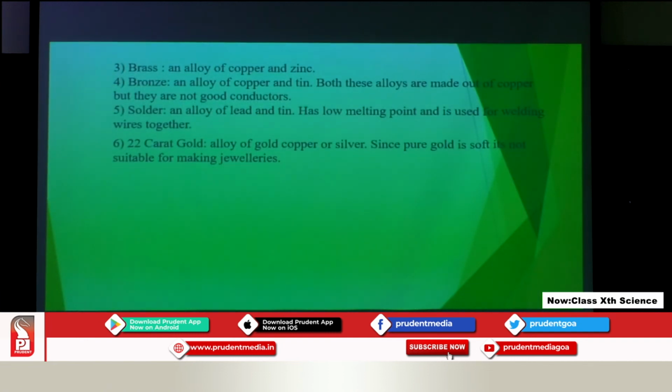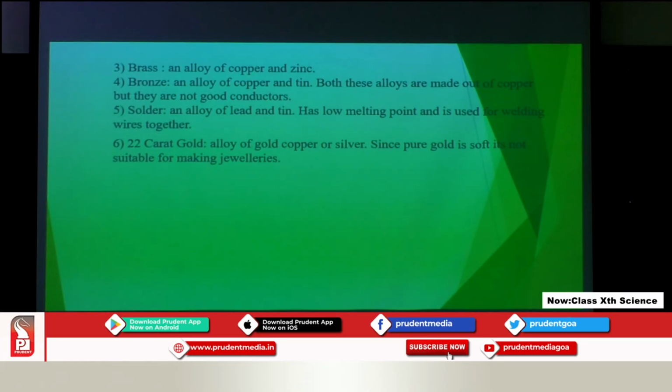The next is brass. Brass is an alloy, we have seen the picture, it is an alloy of copper, but along with copper there is one more metal which is added, that is zinc, and to bronze we are adding tin. So brass and bronze are the two alloys of copper. But we have seen copper is a very good conductor of electricity, but brass and bronze are not good conductors of electricity.